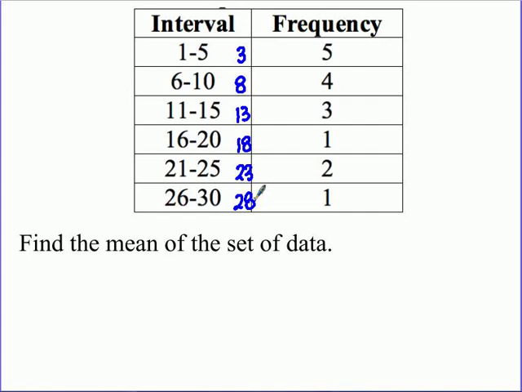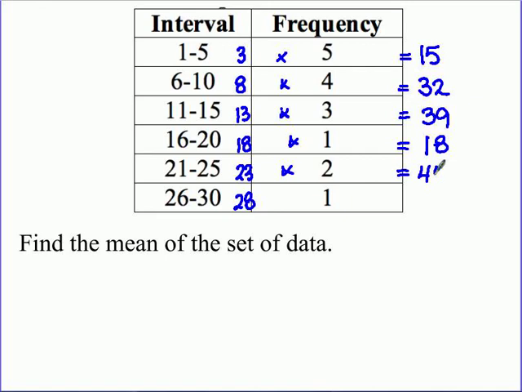And so really, to find the mean of the set of data, I'm going to take 3 times 5, and I get 15. I'm now going to take 8 times 4, and I get 32. I'm going to take 13 times 3 and get 39. 18 times 1, 23 times 2, 26. And 28 times 1. 28. So to find the mean, that's the average, what am I going to do?